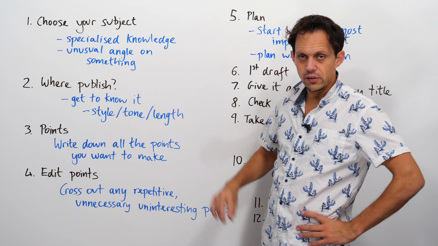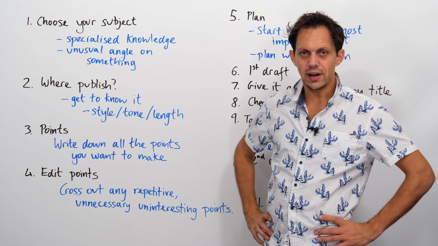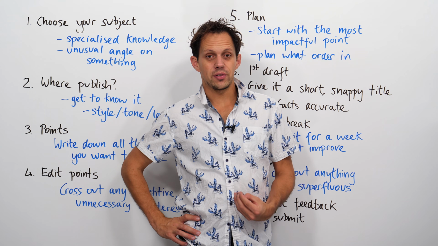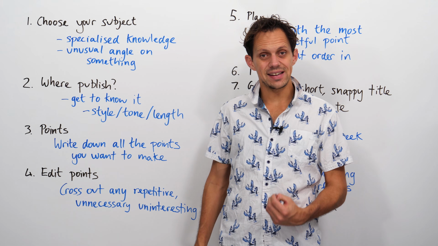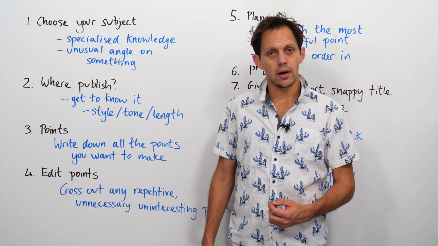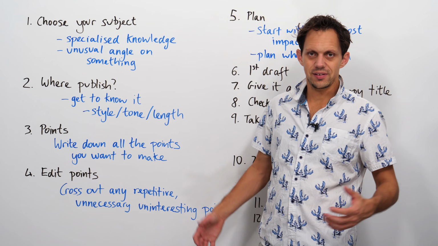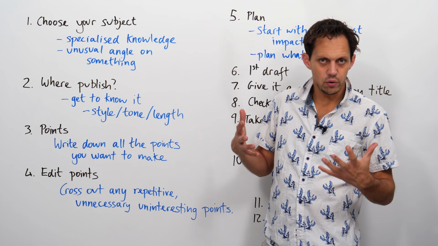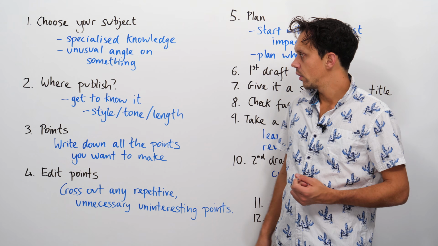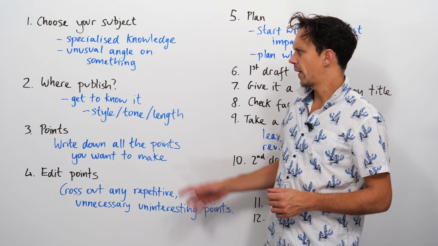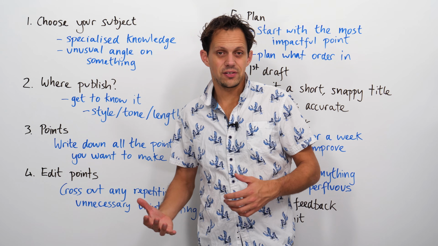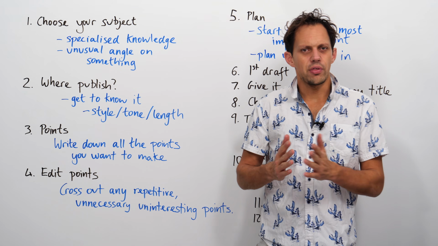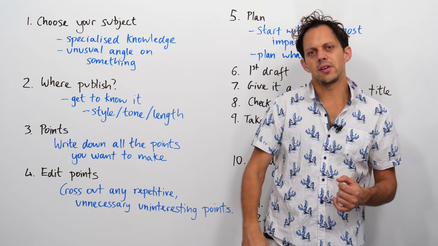So, first thing you need to do is choose your subject material. It needs to be something you really know about. Maybe you have first-hand experience of it, because, you know, why should we be reading what you have to say if you don't know about that topic? Do it about something you know. Try and make people think. So, take an unusual angle on something, rather than just saying what everyone says about something.